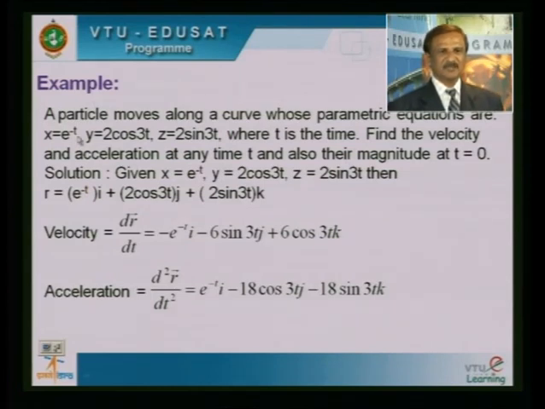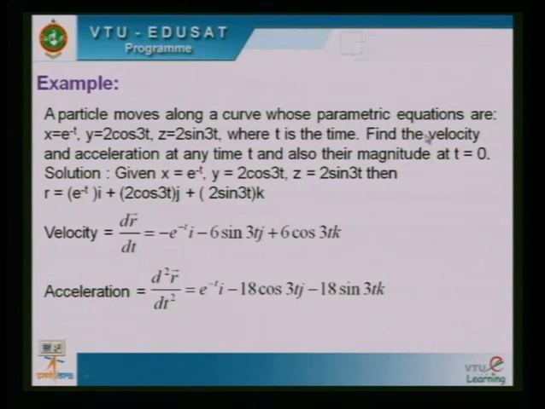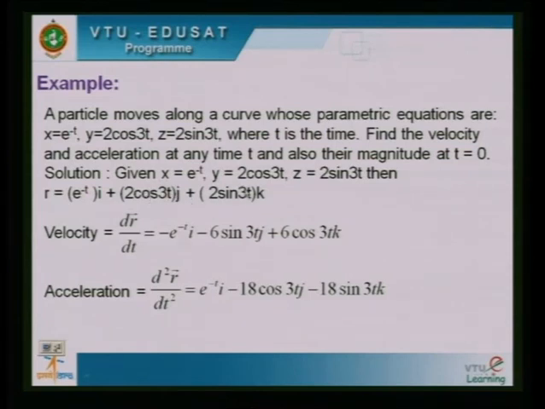Is it clear? Or sometimes a particle moves along a curve whose parametric equations are given: x is equal to e to the power minus t, y is equal to 2 cos 3t, z is equal to 2 sin 3t, where t is the time. Find the velocity and acceleration at any time t and also their magnitude at t is equal to 0. Is it clear? So far we have calculated the derivative of the given vector. Here also you can calculate the derivative of the given vector. Before calculating the derivative, first you want to rewrite the given parametric equations. Here I have written r is equal to e to the power minus t i, plus y into j plus z into k.